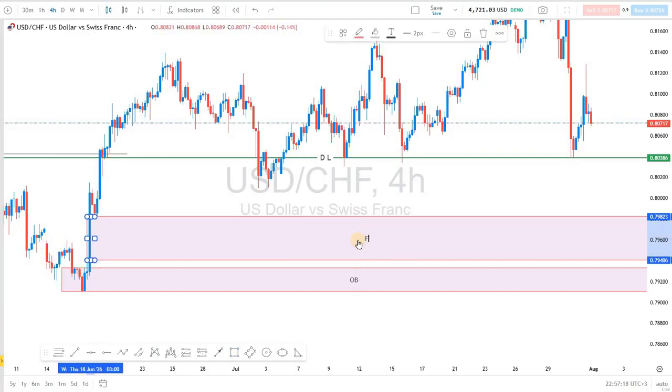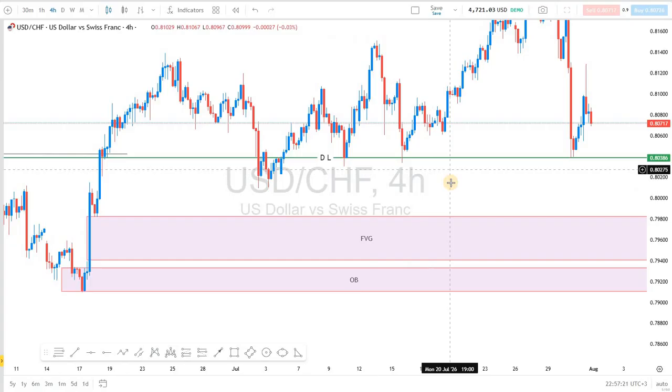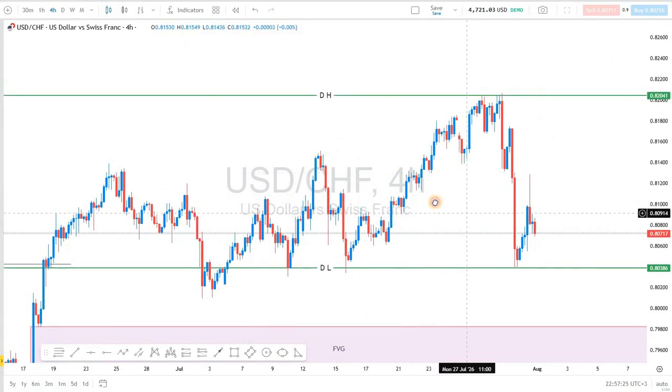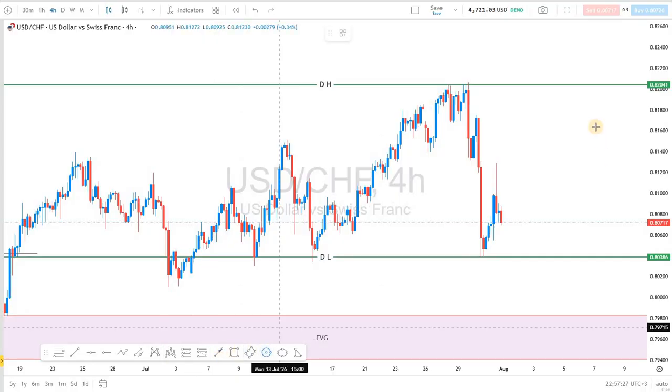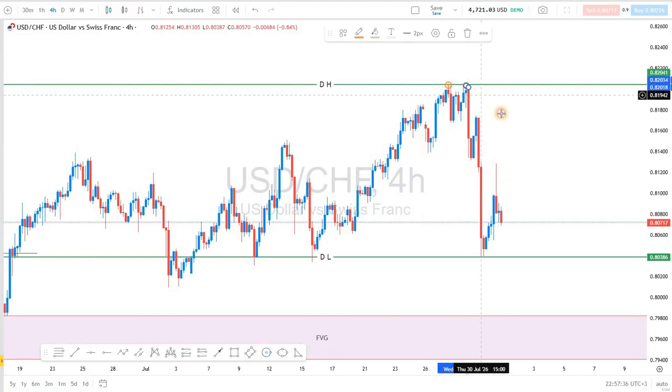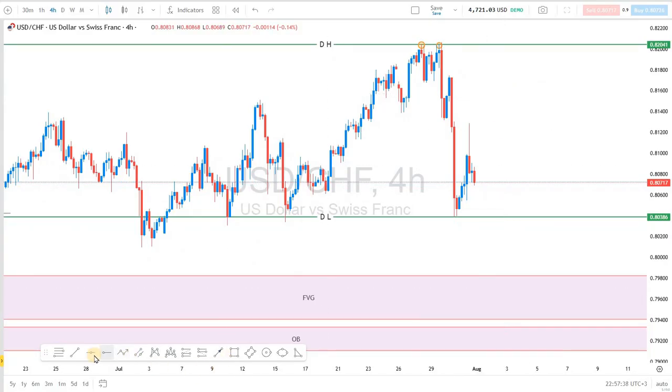This FVG, and once we have our FVG, you can see this market has been trending upside and then gave us a double top. This is the first top, the second top. So this market later gave us a neckline here. This is our neckline.